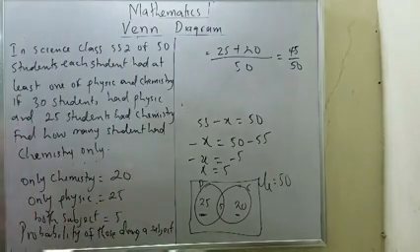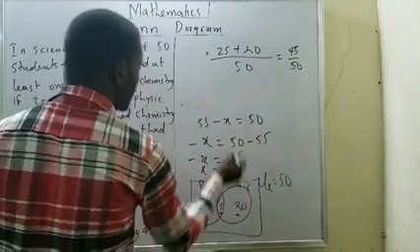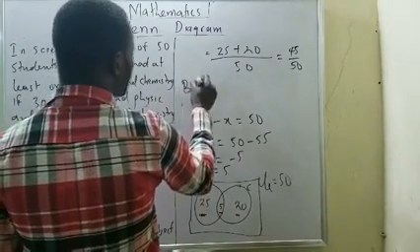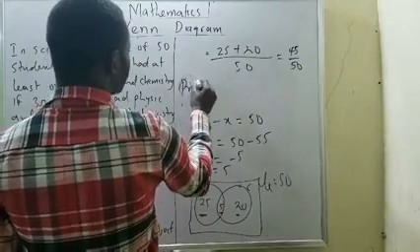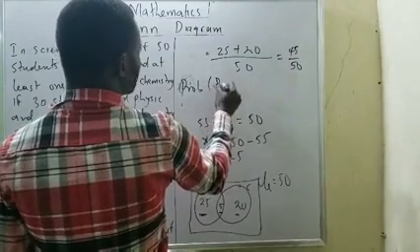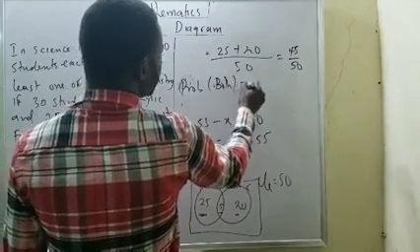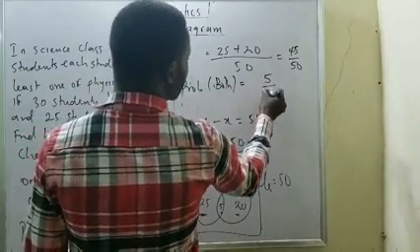Probability of those doing both subjects. It means both subjects is this number. Probability of both subjects will be equal to the number of both all over the total number. That is all about it.